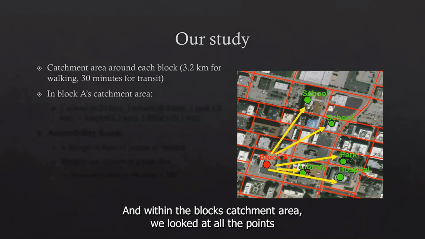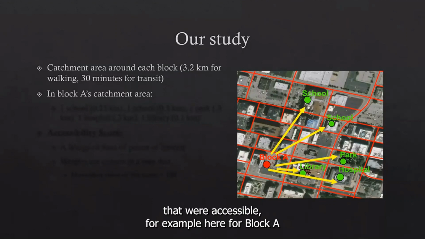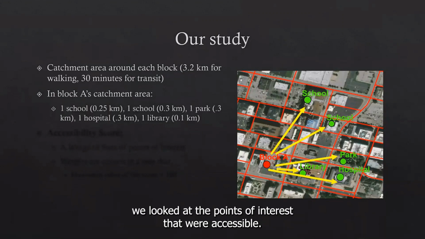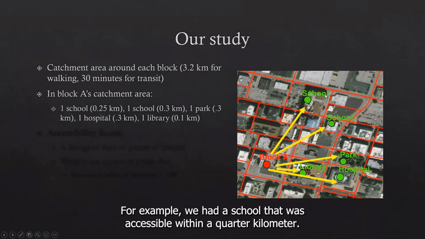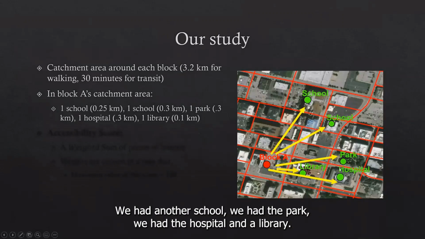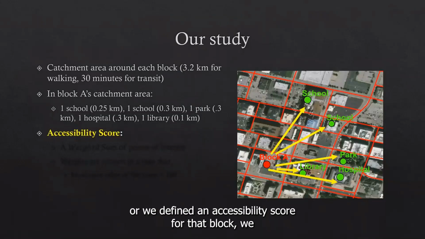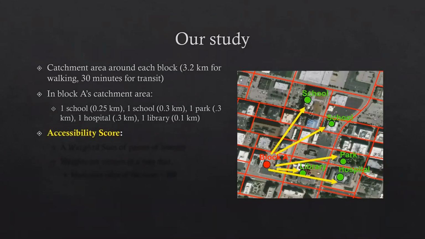And within the block's catchment area, we looked at all the points that were accessible. For example, here for Block A, we looked at the points of interest that were accessible. For example, we had a school that was accessible within a quarter kilometer. We had another school, we had a park, we had a hospital and a library. And then using this information, we defined an accessibility score for that block.